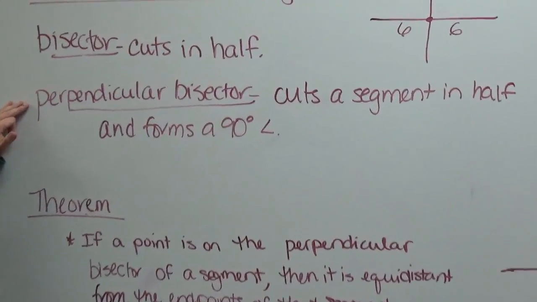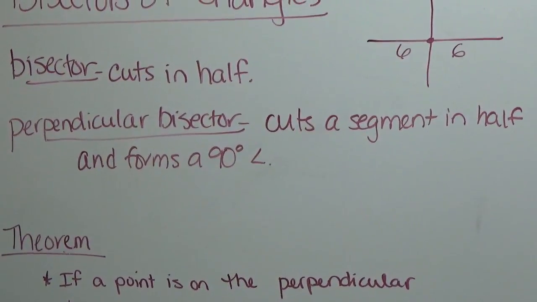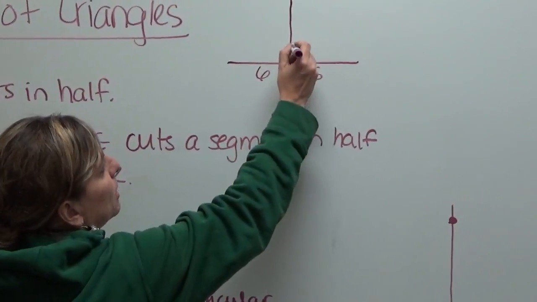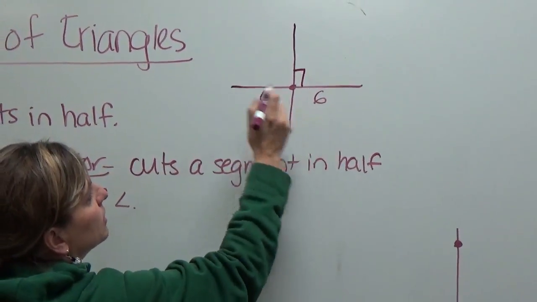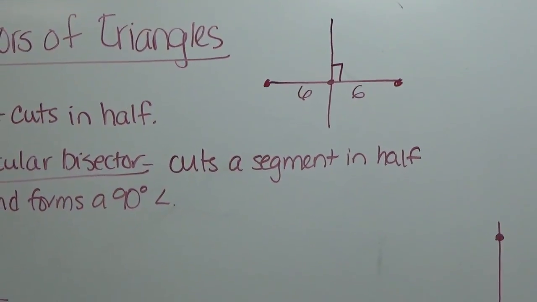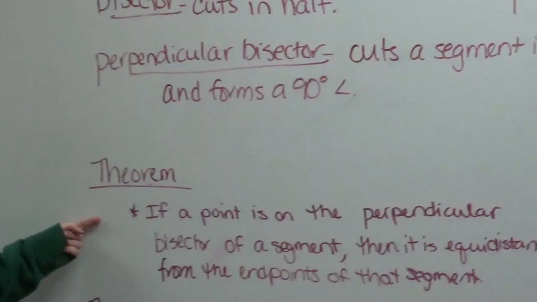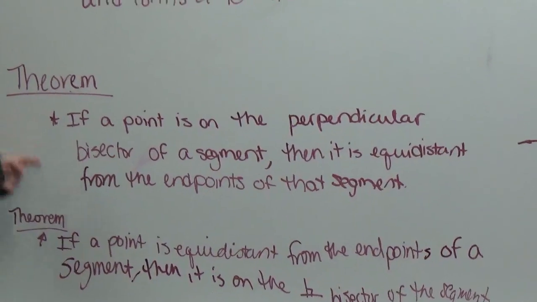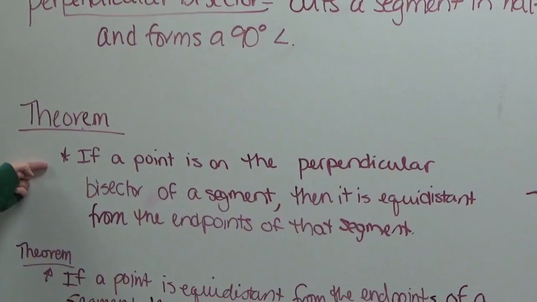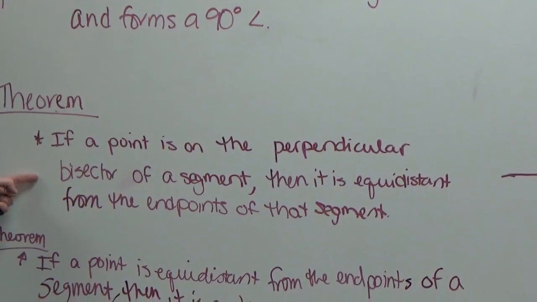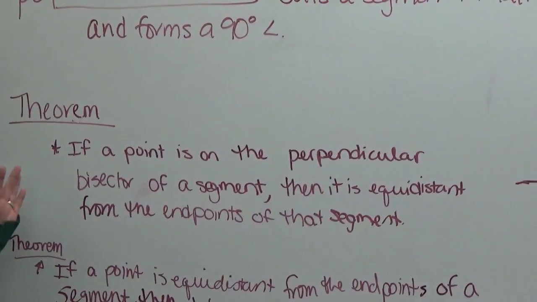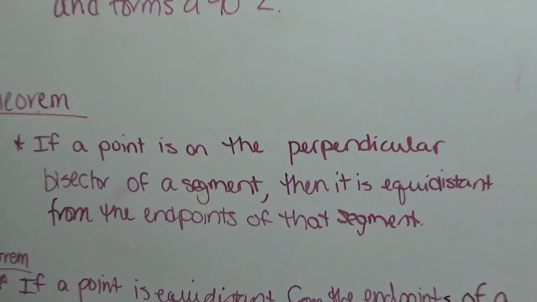Perpendicular bisector means that it cuts a segment in half and forms a 90-degree angle. So if this was a perpendicular bisector, then not only would it cut this segment in half, but it would form a 90-degree angle. So the first theorem that you're going to learn about this is this, and you need to write this down in your notes. If a point is on a perpendicular bisector of a segment, then it is equidistant from the endpoints of that segment. So write that down, but what does it mean?